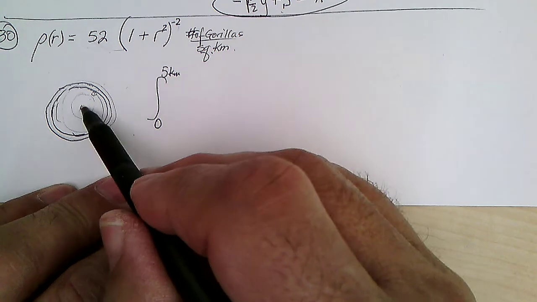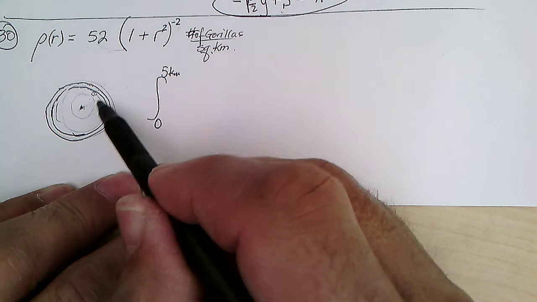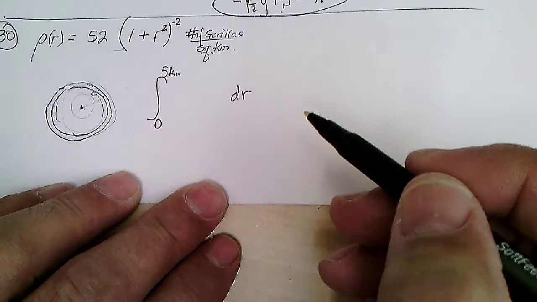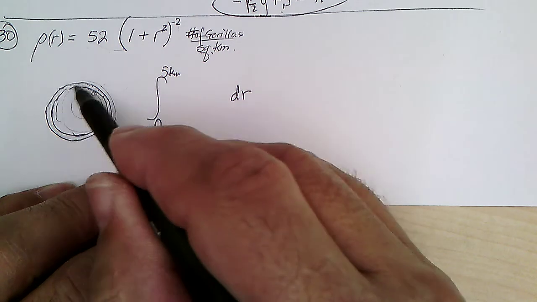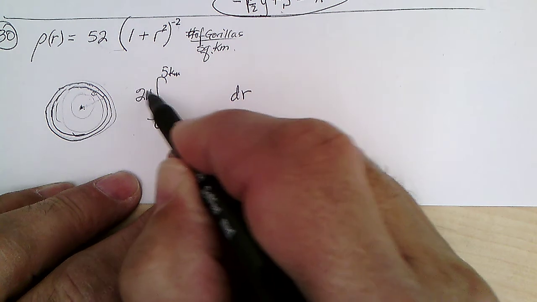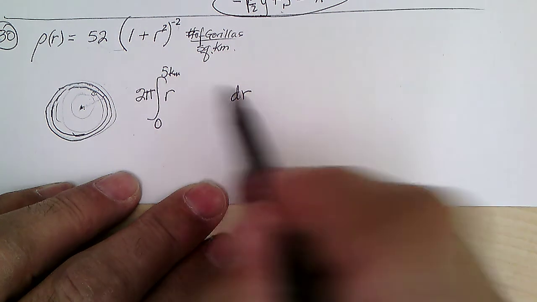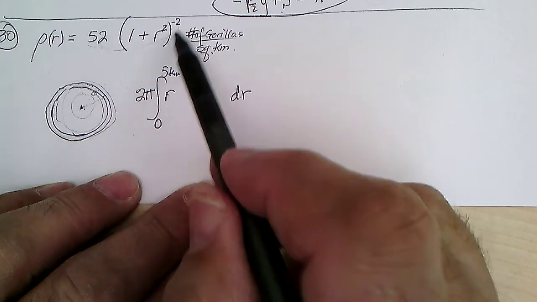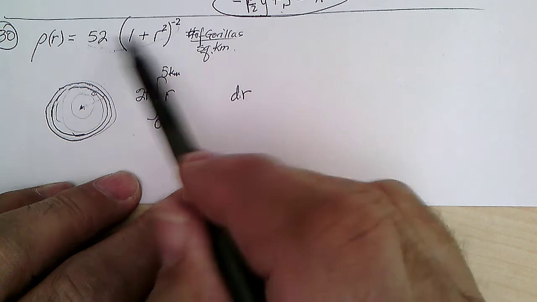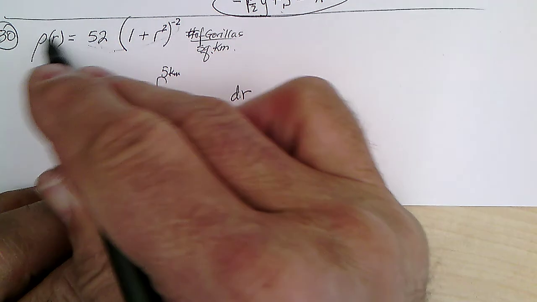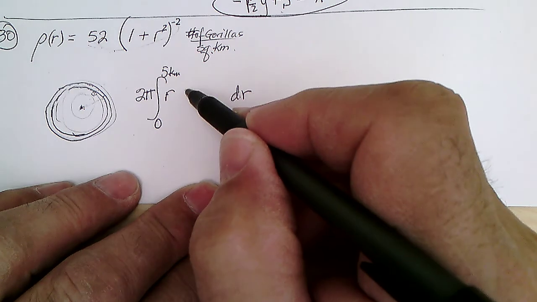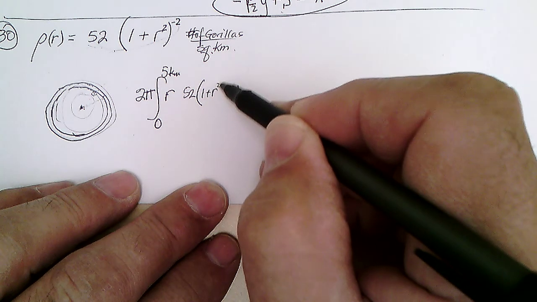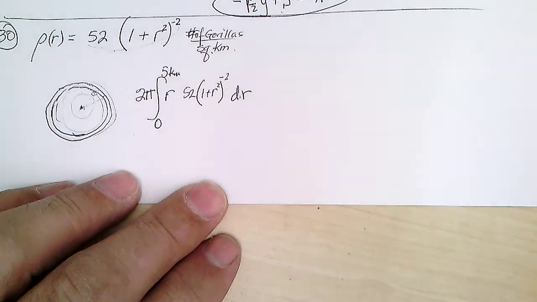So we're going to do consecutive rings here, figure out the area of a ring. Well, the ring has a width of dr and a length of 2 pi r. So those multiplied would be an area, times the formula for how many gorillas are on a piece of that area. That would be times rho of r, and that's going to be 52 times (1 plus r squared) to the negative 2.